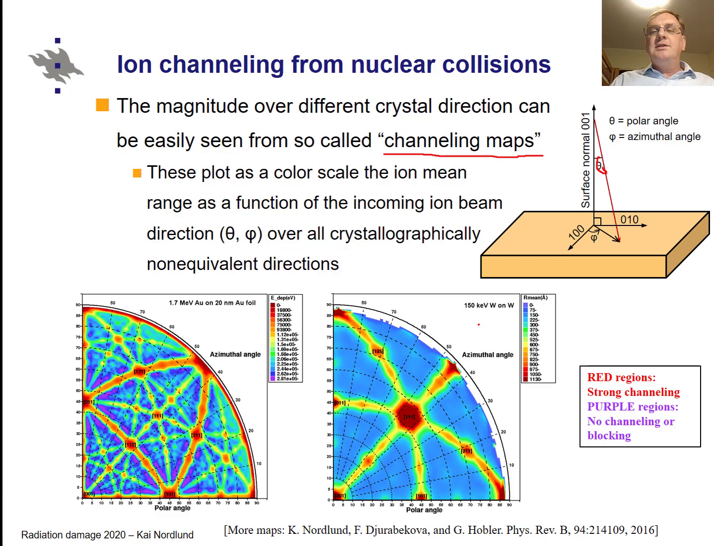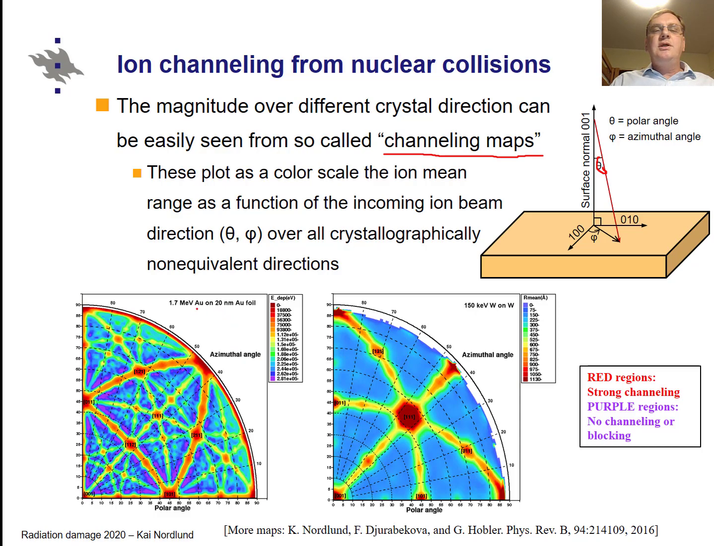So if you first look at this case on the right, this is plotting the mean range for 150 keV tungsten on tungsten. You see that in tungsten, the 111 crystal direction is a very strong channeling direction. There is also channeling in the 101 directions, which is crystallographically equivalent, and the 001 directions as well, and then weaker channeling also in the 131 and 311 directions here. This is quite typical of BCC structured crystals.